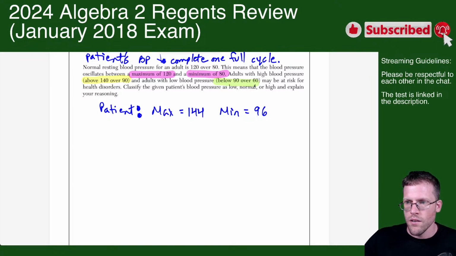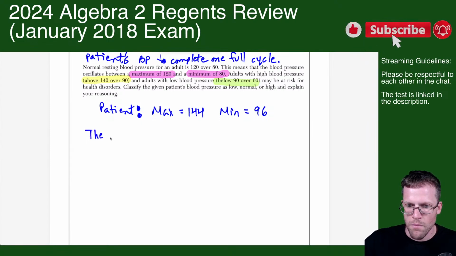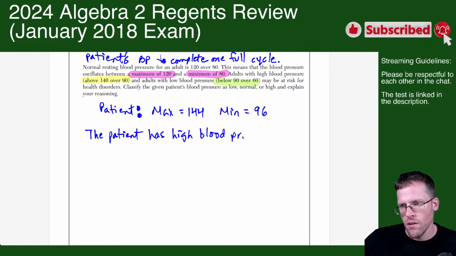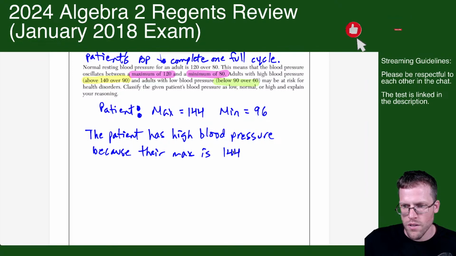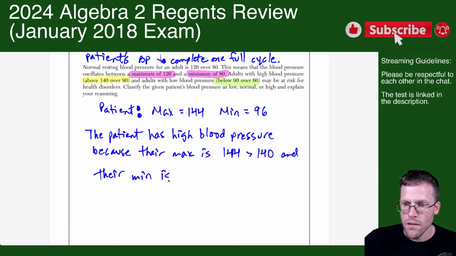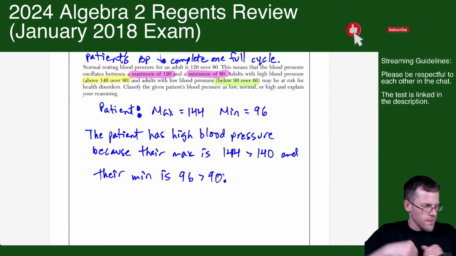So classify, I'll say high. The patient, whoops. All right, let's fix this. So the patient has high blood pressure. Okay, and how do we know? It's high blood pressure because their max is 144, which is greater than 140. And their minimum is 96, which is greater than 90. That is it. Okay. Last thing I have to write.